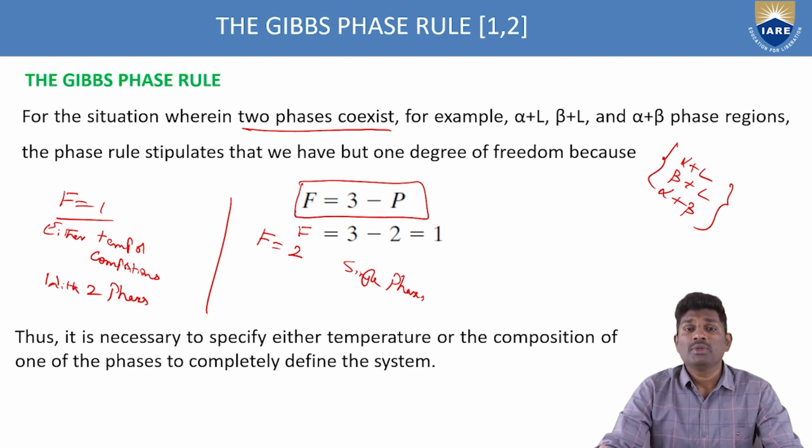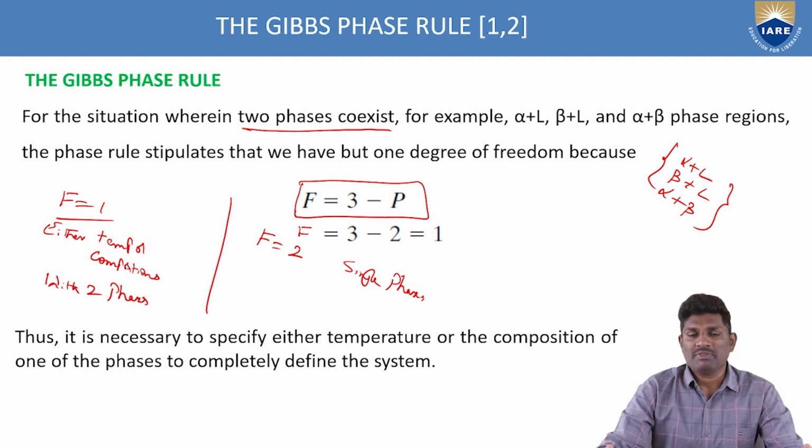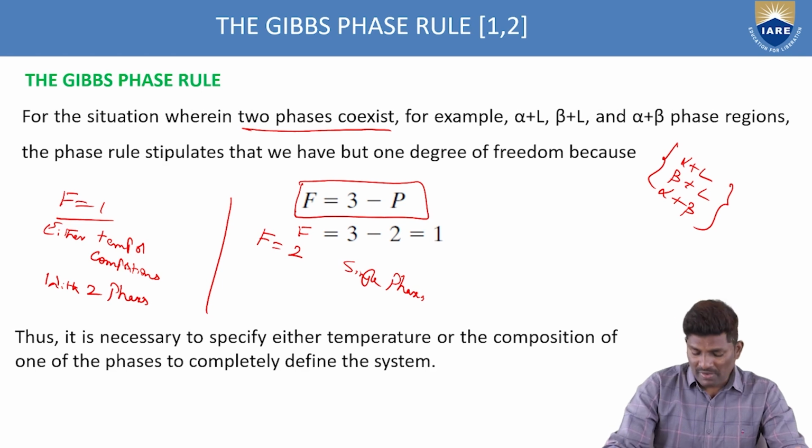So that is how you have to follow the Gibbs phase rule in describing the characteristics of the alloys which are existing in the system. And that's why this Gibbs phase rule is very, very important in construction of the phase diagrams for any type, whether it is a binary or unary phase diagram.